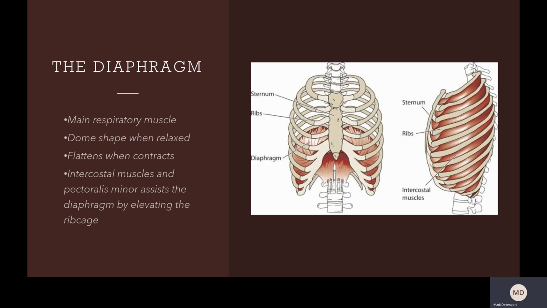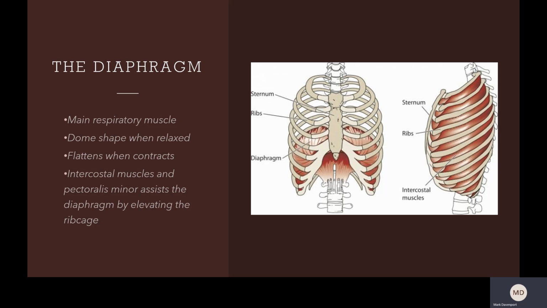Now the diaphragm. So the diaphragm that you can see here sits under the rib cage. So it's the main respiratory muscle. It's dome shaped when relaxed and it flattens when it contracts.